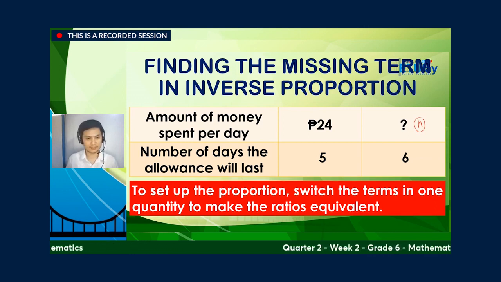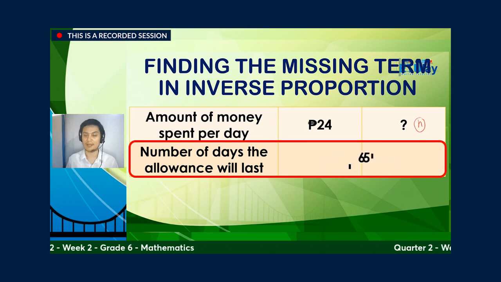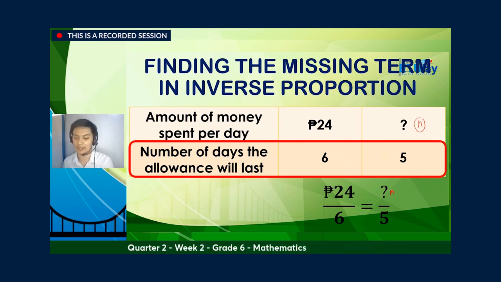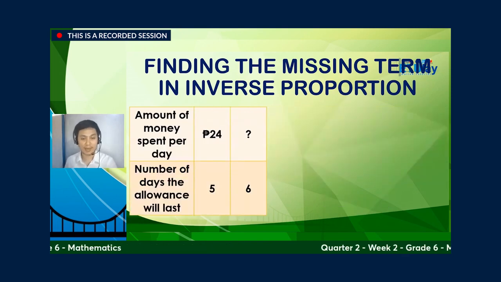So this time, let's say, ang ipagpapalit natin ng pwesto ay yung sa number of days the allowance will last. So 5 and 6, switch natin. Ayan. So therefore, we can now have the proportion 24 to 6 equals, okay, yan ay n nga, yung question mark, n to 5. So how do we solve for n this time? So we have 24.